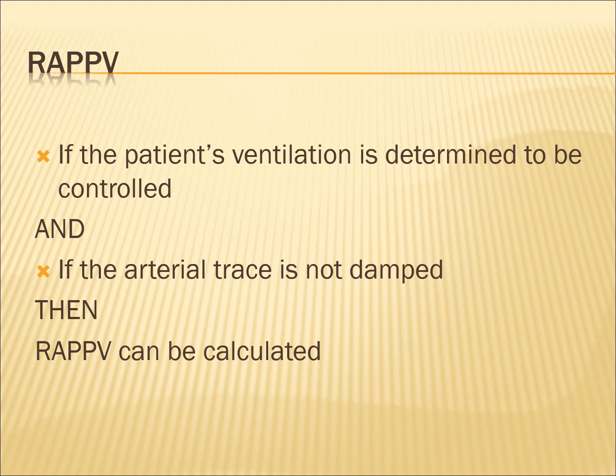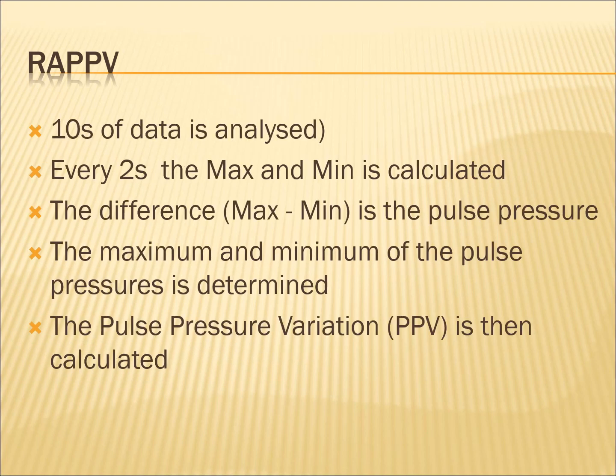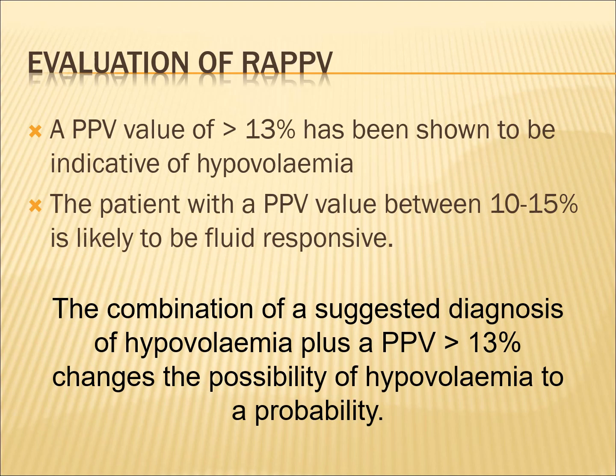RAPPV, the magnitude of the respiratory associated pulse pressure variation, is reported when the two conditions are met. Here is the algorithm for measuring the PPV, which is reported as a percentage. PPV assessment is now available on many monitors. Much work has been done studying the clinical usefulness of the PPV, and a figure greater than 13% has been shown to be indicative of hypovolemia.